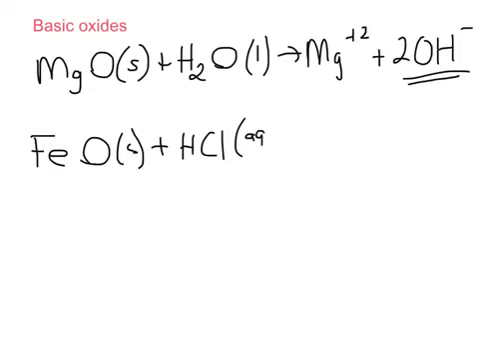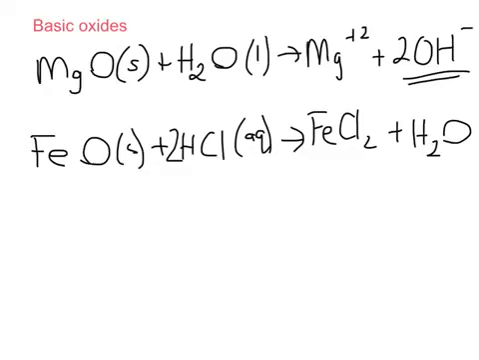remembering that hydrochloric acid is an aqueous solution because it's already mixed in with water. And what we're going to do is create a salt, which is going to be our iron chloride. Oh, sorry, I should balance that. It's going to be our iron chloride, and we're also going to create water. So when we take the pH of this solution, we're going to see that it should be a pH of 7. That way we can confirm that our iron oxide was in fact basic in the first place.